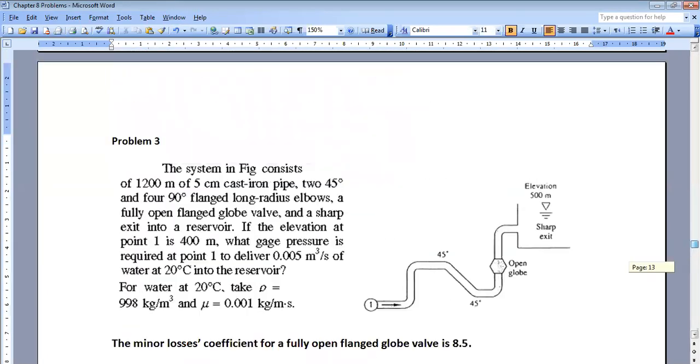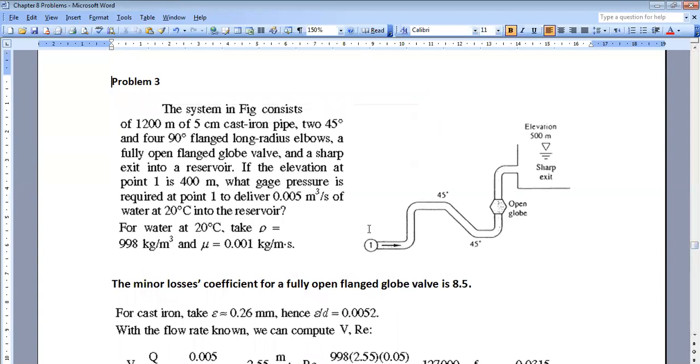And if I look here, since I have one diameter from the beginning to the end, I can say that I can sum all the K's in one term and take the V square term outside. So the sum of K, I have 2K of 45 degrees plus 4K of 90 degrees.